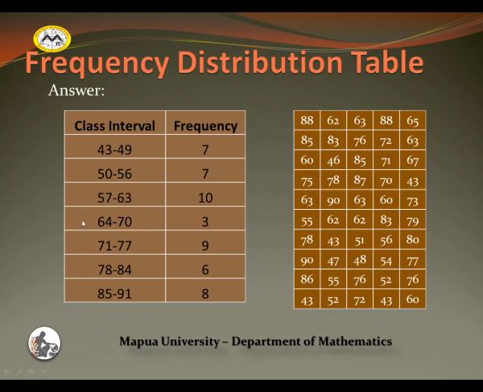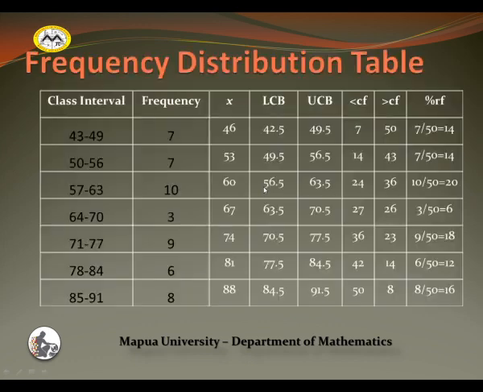The next step is to determine the number of observations in every class interval. The method involved is tallying. Based on the given observations, there are 7 observations from 43 to 49, also 7 observations from 50 to 56, and 10 observations from 57 to 63, and so on. Then the next step is to complete the table.